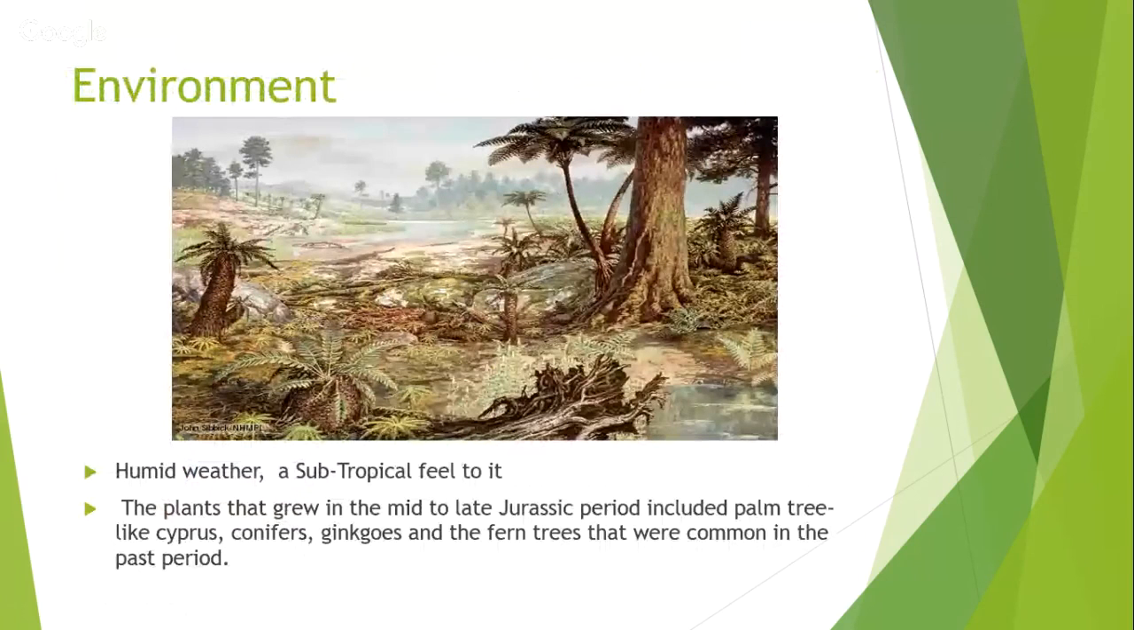Okay, so to better understand how these dinosaurs lived, it's important to take into account the environment that they lived in. The environment of the late Jurassic period was humid and subtropical. This environment gave rise to many life forms such as sauropods like Brachiosaurus, and the plants that they ate. The plants were palm-like trees like cypress, conifers, and ginkgos, and fern-like trees.